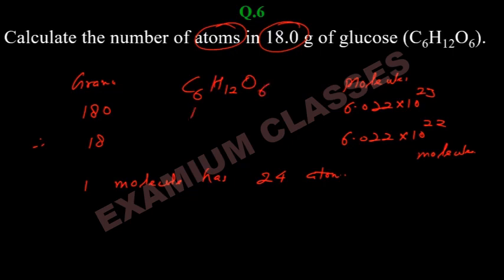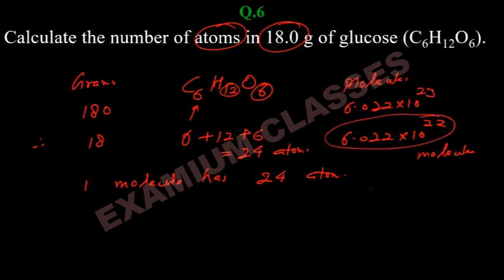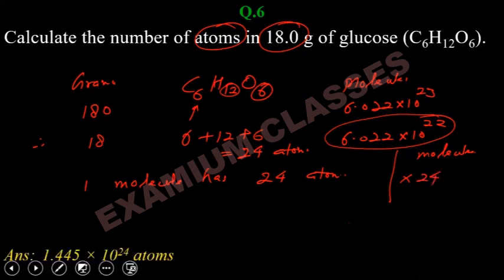C6H12O6: 6 carbons plus 12 hydrogen plus 6 oxygen. That is 24 atoms in just one molecule. So these many molecules will have how many atoms? You need to multiply it by 24. That will be the answer. Is that clear now? Yes, sir.